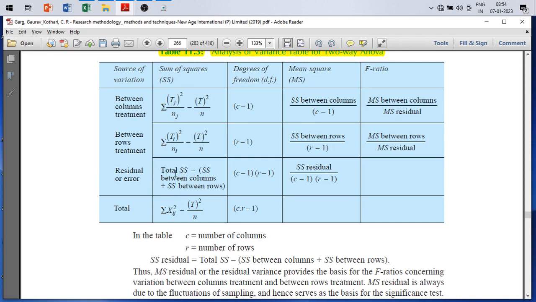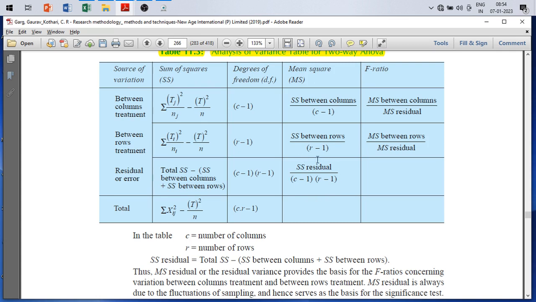Okay, so if the source of variation is residual or error, the sum of squares will be, from this SST we subtract both of these, so this will be the residual. The degree of freedom associated with residual will be c minus 1 times r minus 1, and the mean square for this source of variation will be this one.